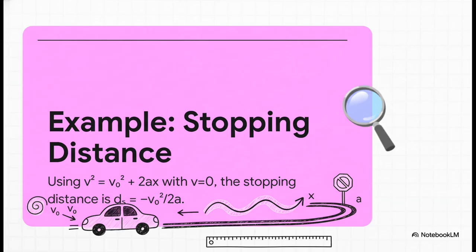All right, let's try it out on a classic, the stopping distance problem. So a car is moving and then brakes to a stop. Step 1, let's say the direction it was moving is the positive direction. Easy enough. Step 2, what do we know? We have an initial velocity, v0. The final velocity, v, is 0 because, hey, it stopped. We're told it has a constant acceleration, a, which will be negative since it's slowing down, and our unknown is the distance, x.